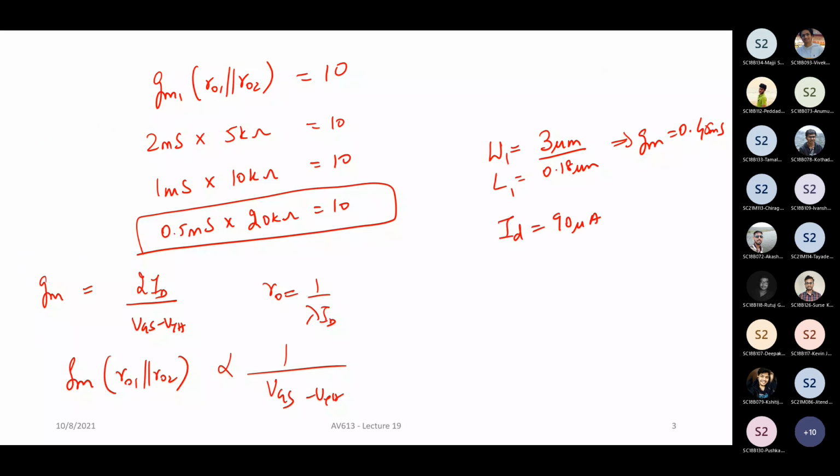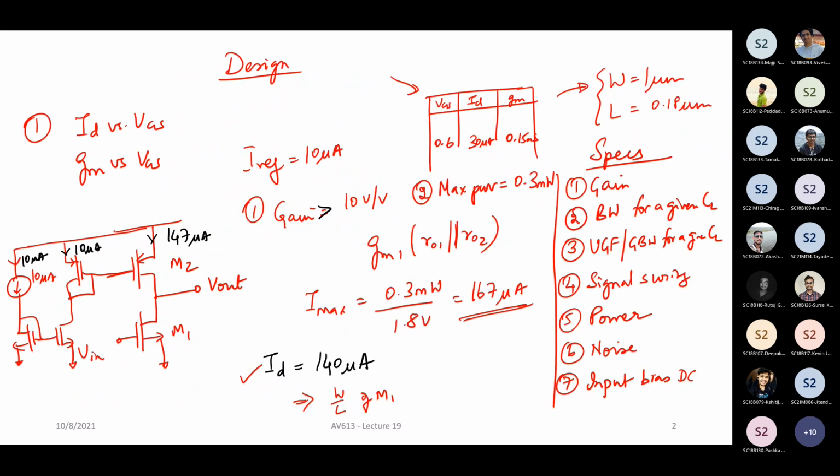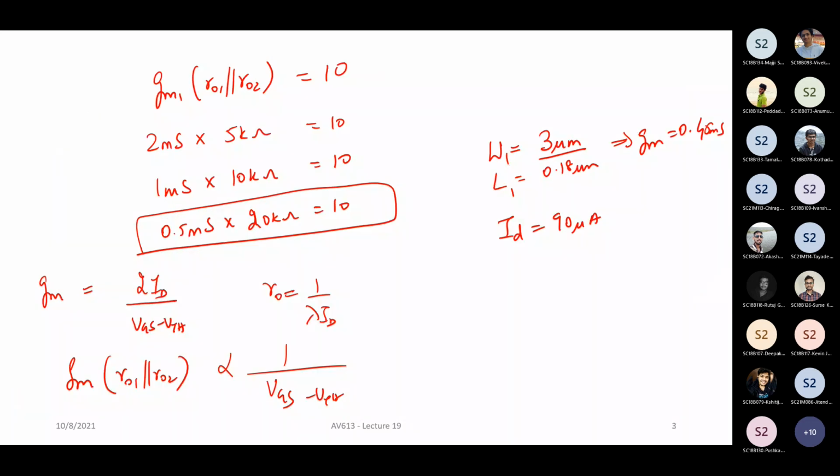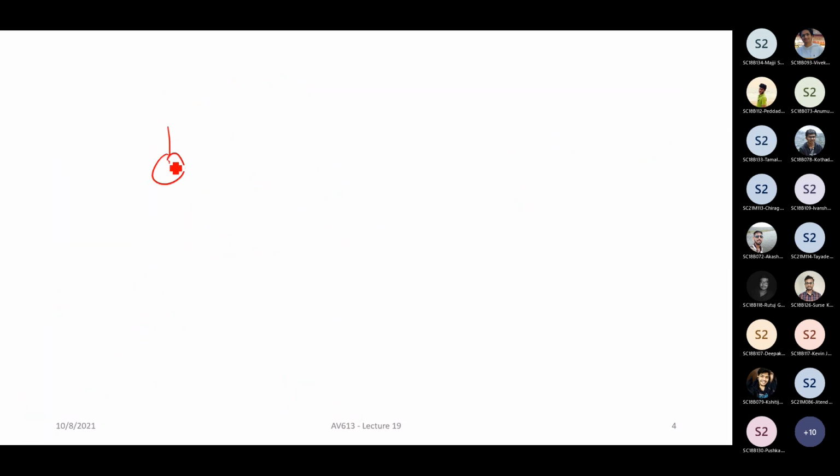I need to go and design my M2. Now how will I design my M2? Let us say you design this current mirror, you take some widths and lengths, right? You can maybe start with some arbitrary width and length. Only thing is, if you make the W by L ratio small, how will you design this current mirror? You've already designed it earlier, but let's say this 10 microampere is flowing like this.